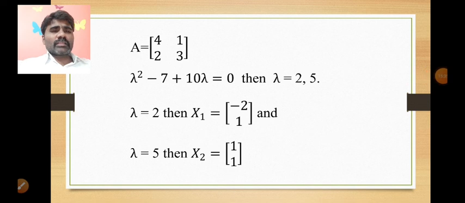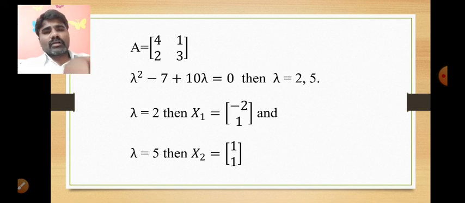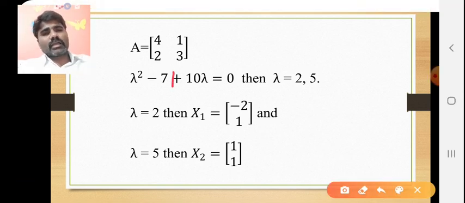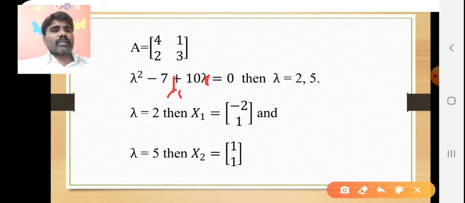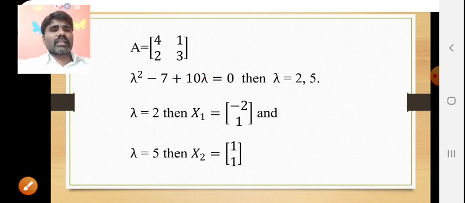Now let us take another problem. A equals the matrix with rows (4, 1) and (2, 3). The characteristic equation of this one is lambda square minus 7 lambda, there is no lambda in the constant term, plus 10 equals 0. This implies lambda equals 2, 5.